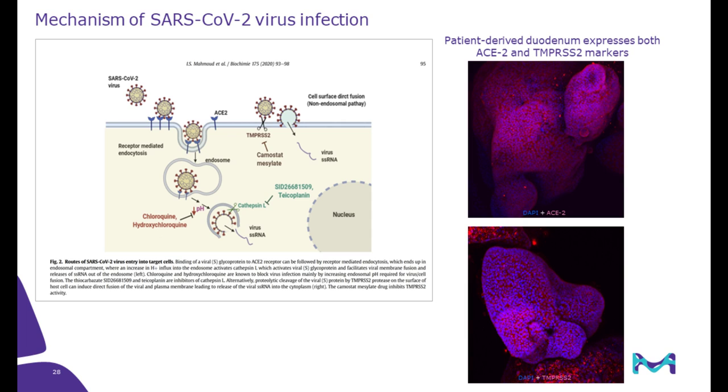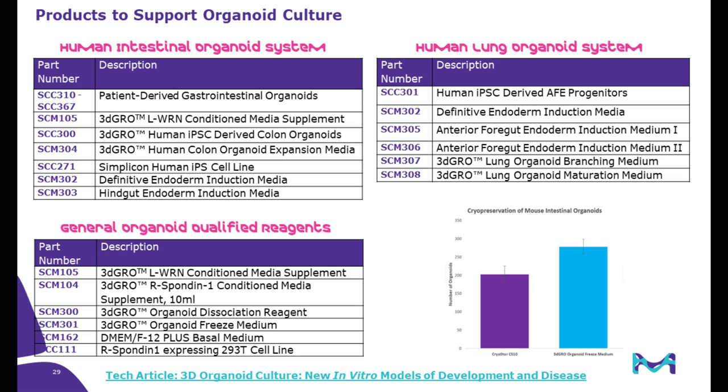Alternatively, the spike glycoprotein can be cleaved by the surface protease on the host cells called TMPRSS2, and this can lead to the direct fusion of the viral membrane and the plasma membrane, resulting in the release of the viral genetic material into the cytoplasm. Our patient-derived duodenum organoid expresses both ACE2 and TMPRSS2 markers. Thus, it may be suitable for use as an experimental model for the study of coronavirus infection and its biology.